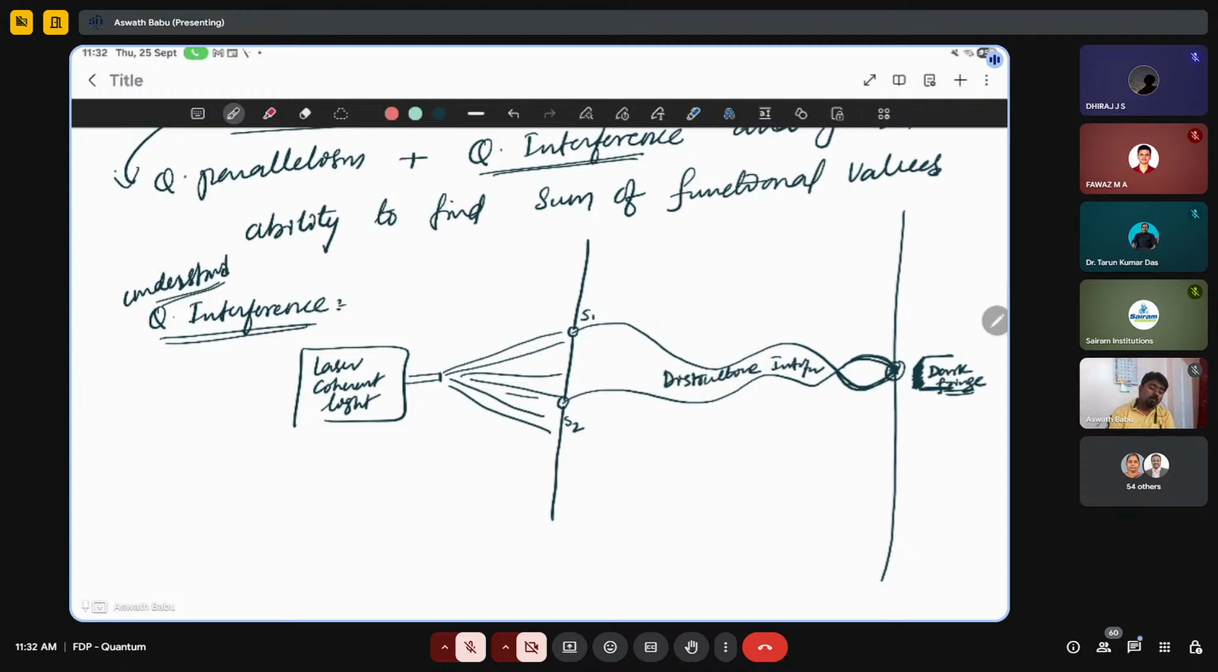Right? Now the dark fringe is created. There are locations where light goes and hits in a positive way, right? So there is a constructive interference. Okay, so there is a bright fringe.